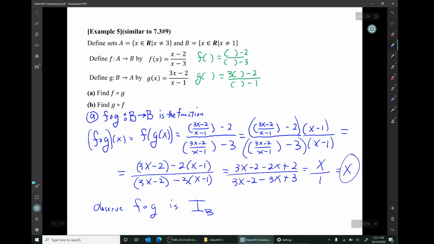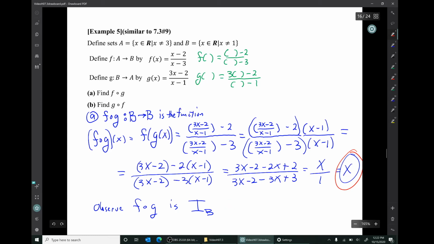Now it's important that I feed in an x that's in set B, because I'm not allowed to feed in the number x equals 1. Observe, if I try to feed in x equals 1, I get division by 0. It looks like it would be okay having x equals 1, looking at the final result. But these expressions are not even defined when x is equal to 1. So I can't say that f circle g is simply the identity function. I have to say that it's the identity function on the set B.